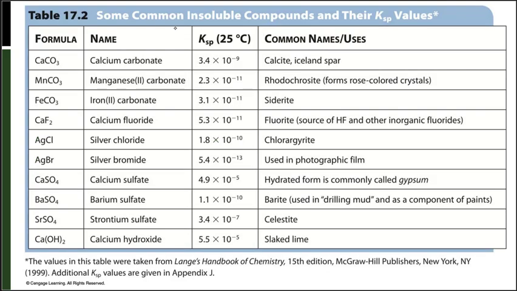Here are just a few common insoluble compounds and their Ksp values. Notice that they range from 10 to the -9, -10, -11, to -13. The smaller the Ksp value, for example, the smallest value here, times 10 to the negative 13th, the less the solute dissolves into the solution. The more soluble it is, the larger the number, the higher the Ksp value.